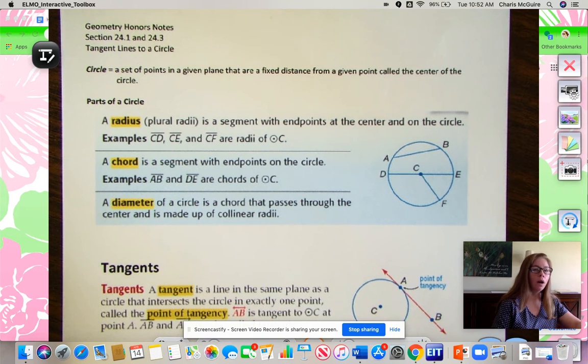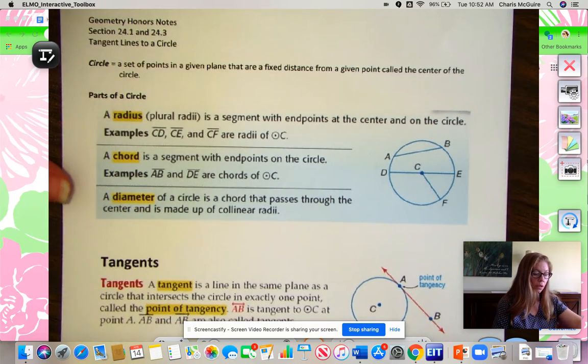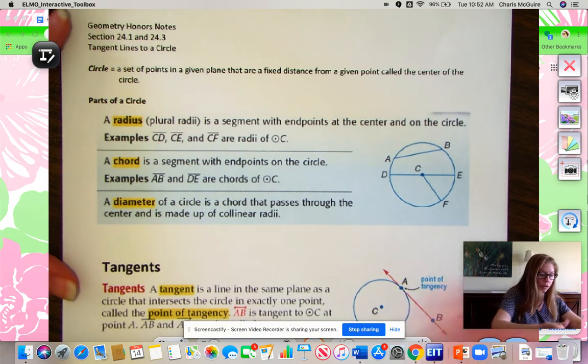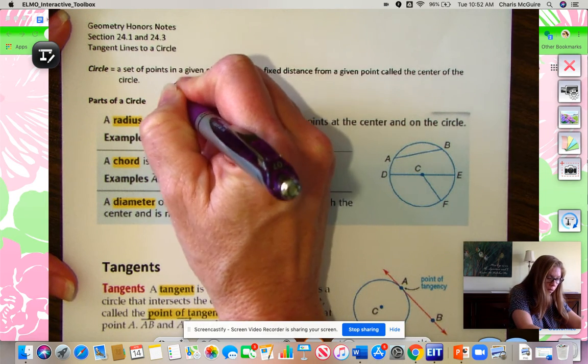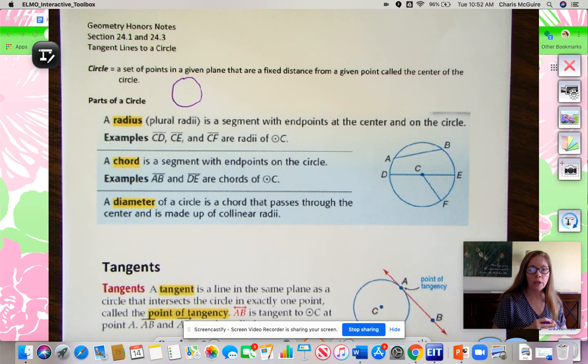So I'm starting you off with just the most basic definition of a circle. A set of points in a given plane that are a fixed distance from a given point called the center of the circle. If you have your definitions in your notebook, you can go ahead and just add the circle into your next definition. If you were not able to get back to school to grab your definitions, that's okay. You can write this on a piece of paper. That's just fine. I'm not going to be checking your notebook from here.